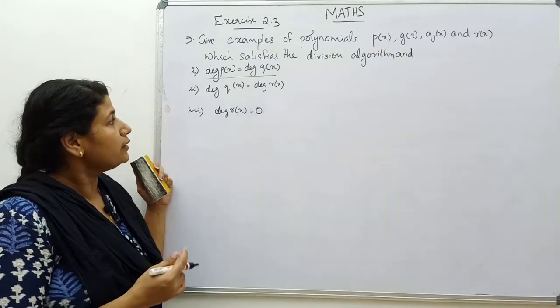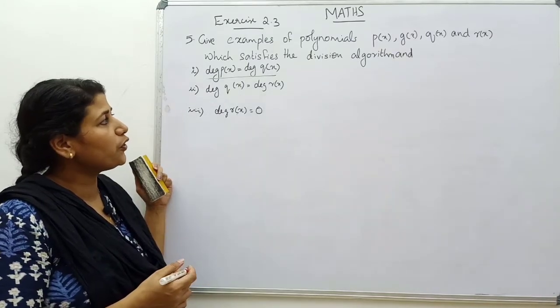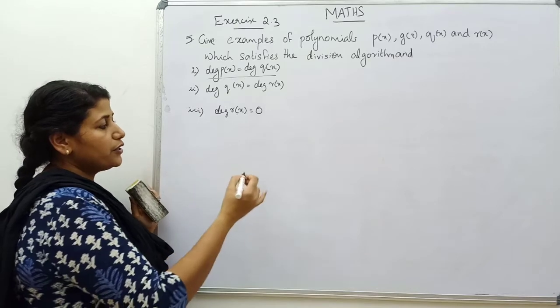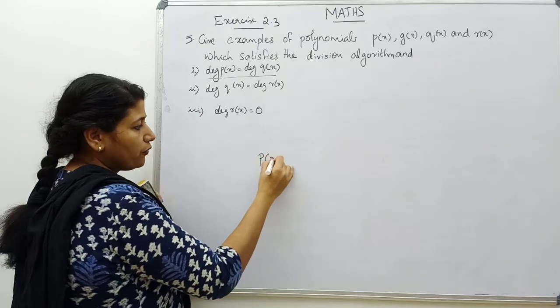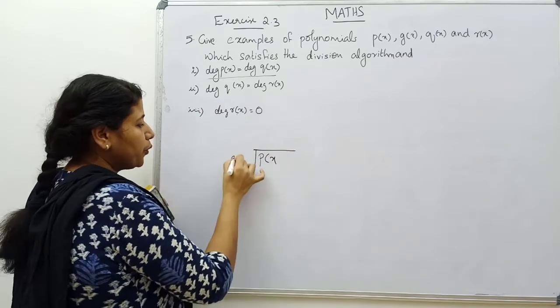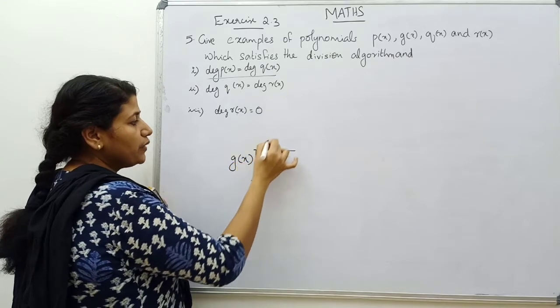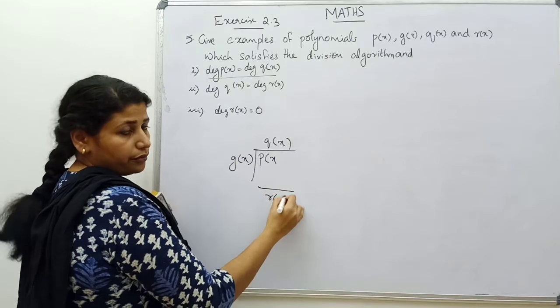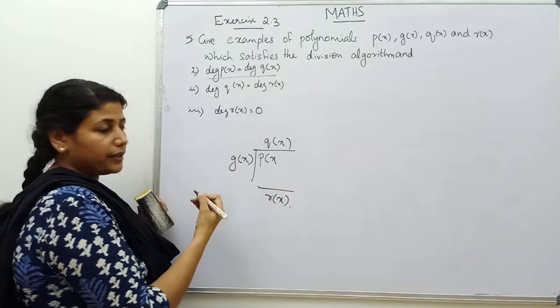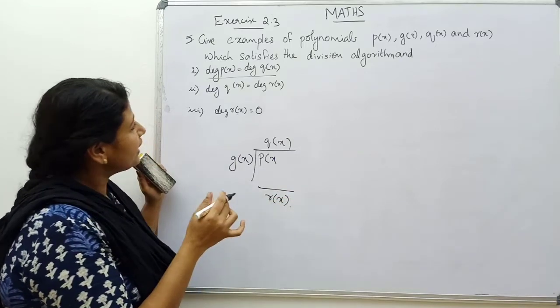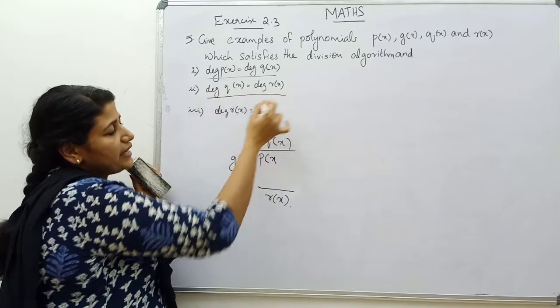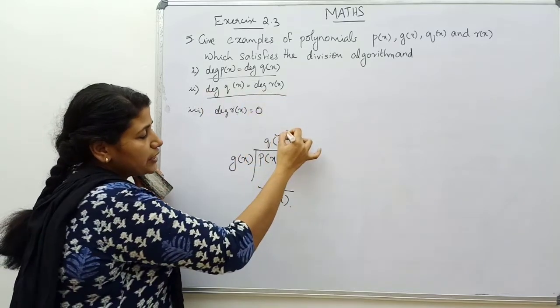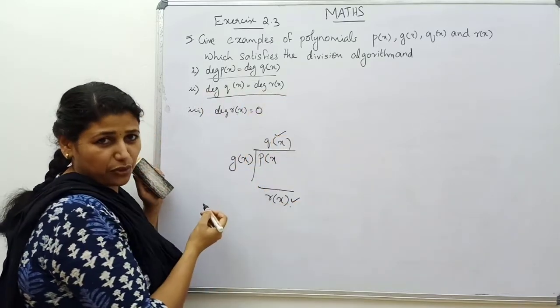Got it? The second condition is degree of Q of x equal to degree of R of x. So if you are dividing this P of x with another polynomial G of x, then you will get a quotient Q of x and a remainder R of x, as you know by the division algorithm. So here we need the degree of Q of x and R of x to be the same. The degree of this polynomial and this polynomial must be equal.